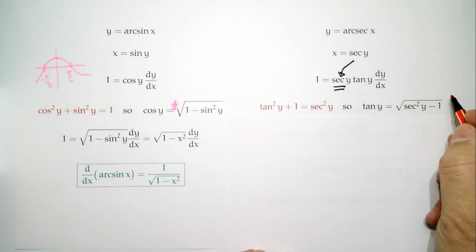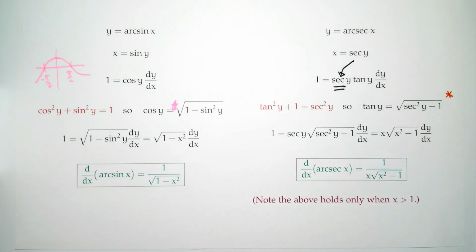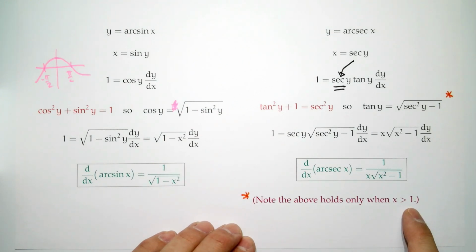And then I'm going to put a little asterisk here. This truly did cheat. And I'll clarify what the cheat is in a second. So you replace tangent with that expression, and you get x over the square root of x squared minus 1. And therefore, the derivative of arc secant of x is 1 over x square root of x squared minus 1. And here's the asterisk, which says I need x to be greater than 1.